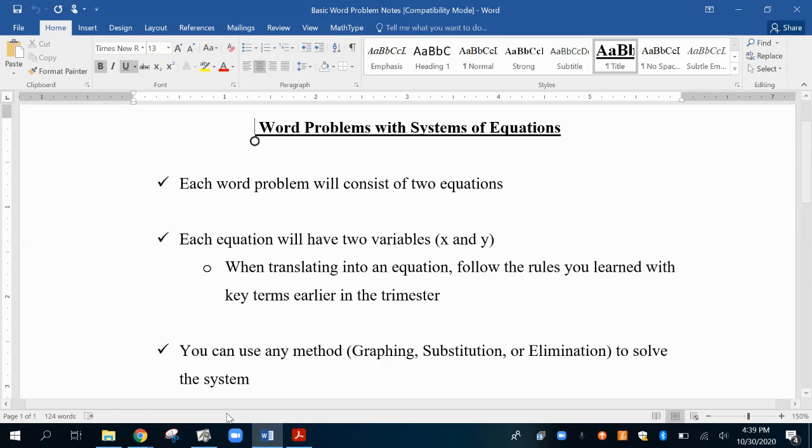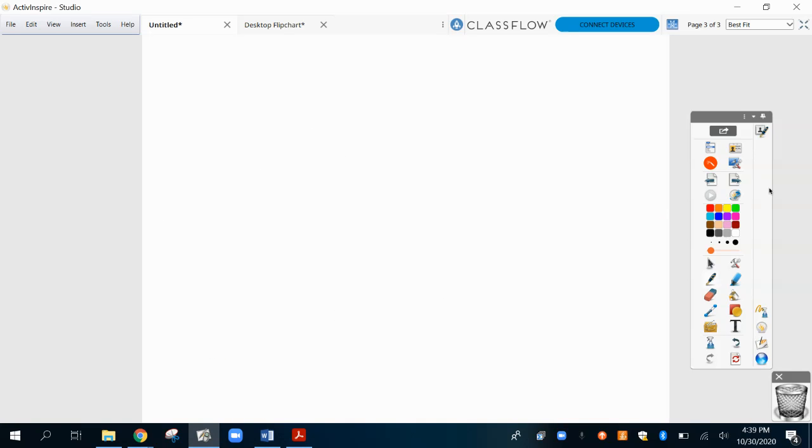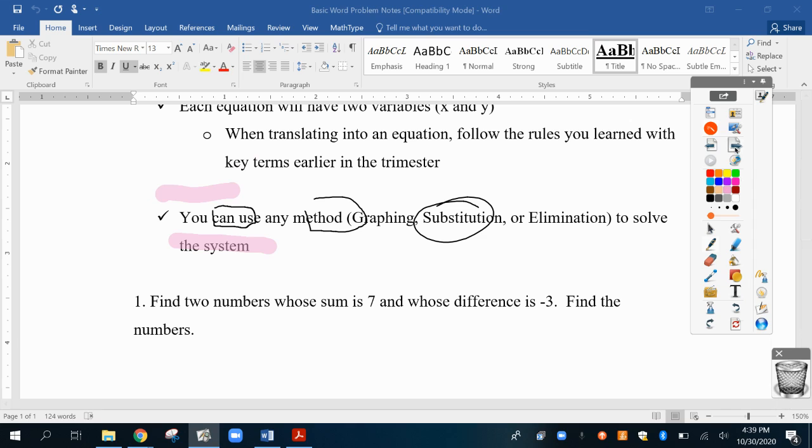Okay, so if we go back to this document, you can use any way that you want to solve. Whether you choose to solve by graphing, substitution, or elimination, that's going to be your preference. I tend not to solve by graphing unless I actually have a graph, so I don't do that all that often. But maybe if you have some graphs left over and you want to use that, you could consider that.